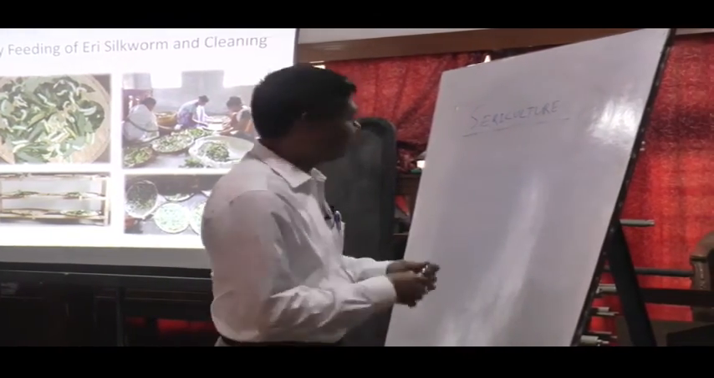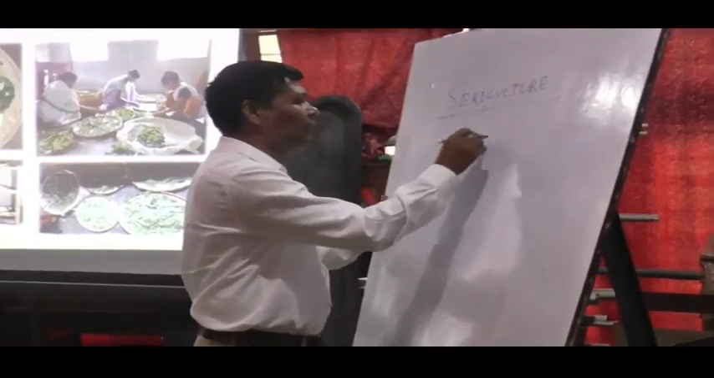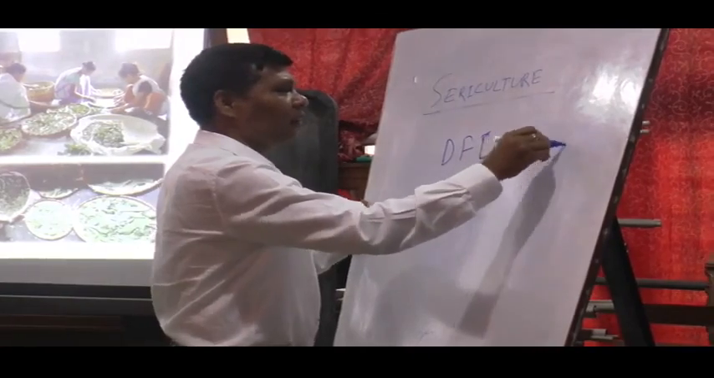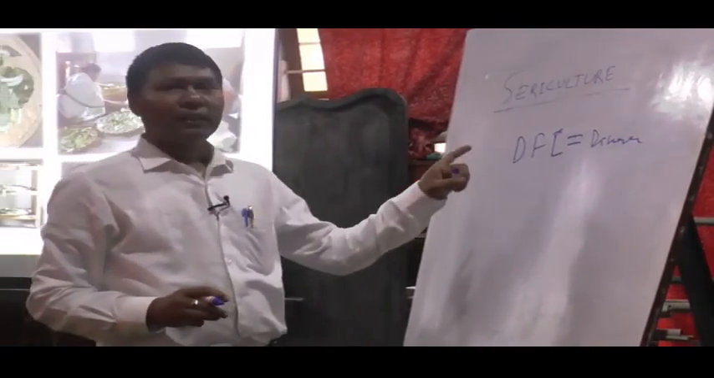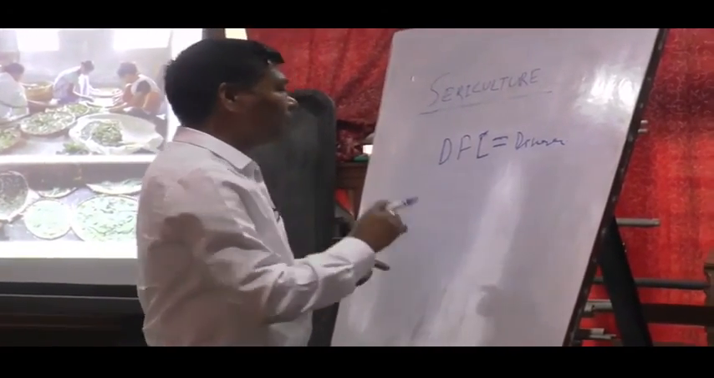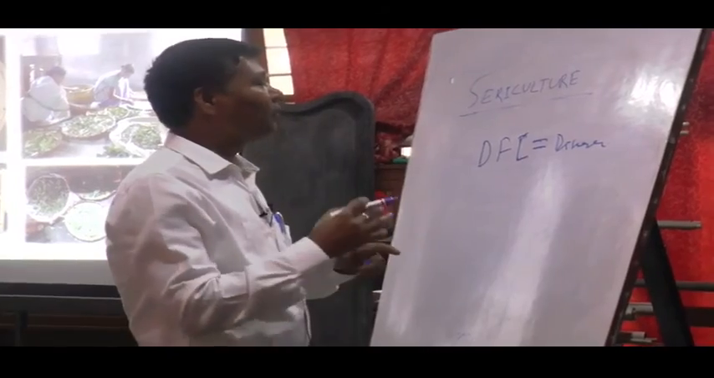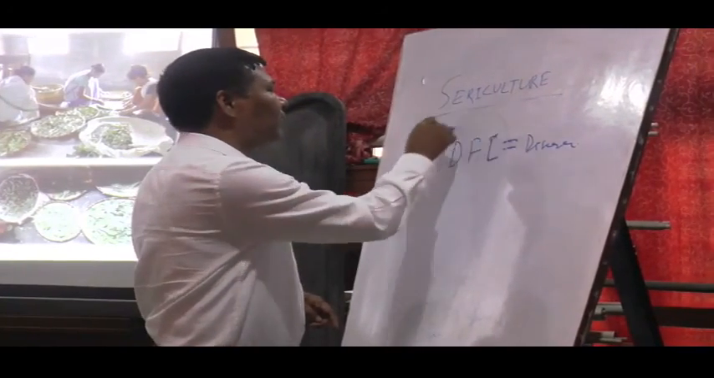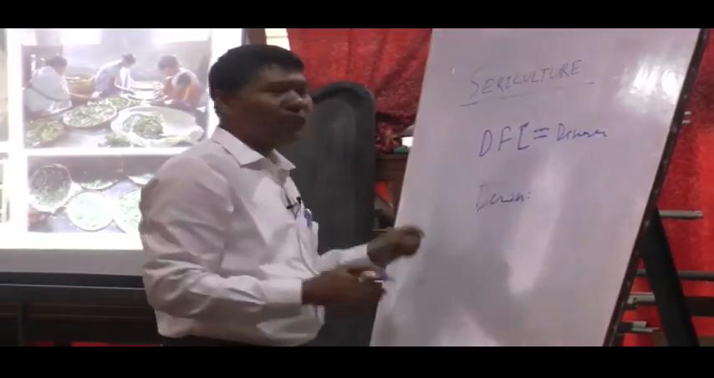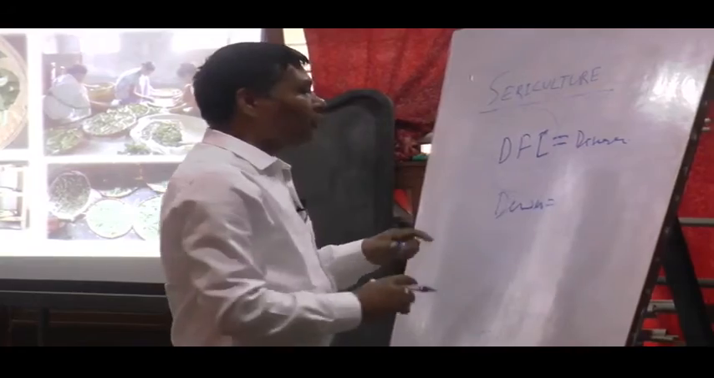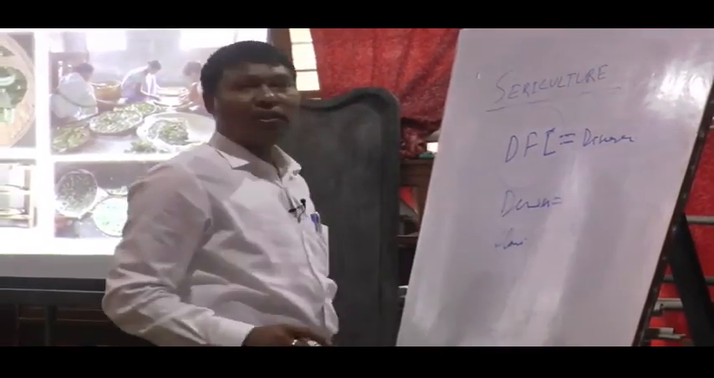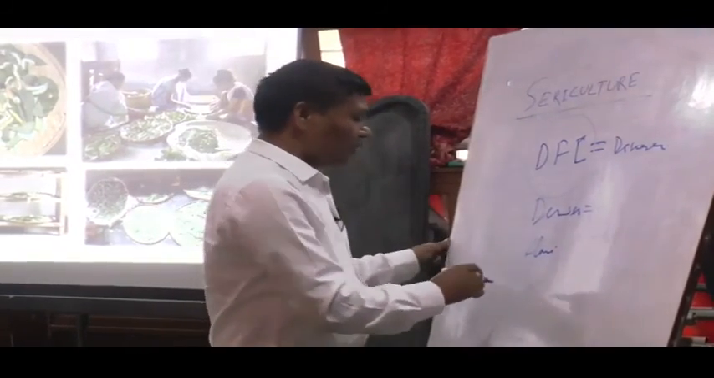Before ending, I am giving some terms that are very related to silkworms. I have mentioned DFL, disease free layings. After laying the eggs, the moth is examined under a microscope to see whether disease symptoms are there or not. If not, then we can say disease free laying. Another term I mentioned is denier. Denier is a unit to determine the fineness of the silk thread. Khorika is an egg laying device.